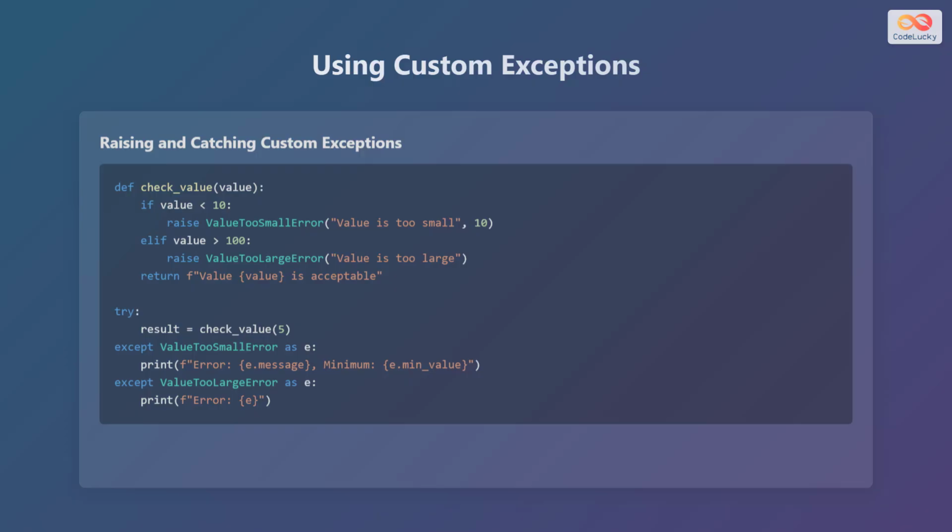To catch custom exceptions, use try and except blocks. Specify the custom exception class in the except clause. You can access any additional information passed to the exception through its attributes, such as the minimum value in the ValueTooSmallError.